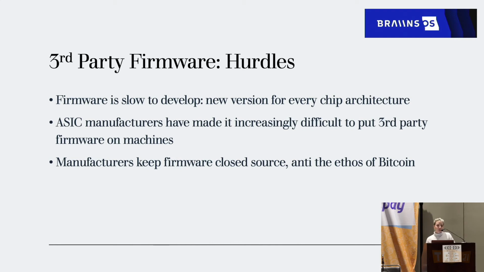One, firmware development is slow. You have to have a new piece of firmware for every single chip architecture, so that can slow things down. But the bigger problem is that ASIC manufacturers want to keep their firmware closed source. They make it very hard for people to install third-party firmware on the machines. This is not unique to Brains. This is any firmware, Stratum V1, Stratum V2, whatever. It's very hard to put that on a lot of new machines. This is very anti the ethos of Bitcoin, right? If we buy our machines, we want to be able to put whatever software we want on there. But unfortunately, that's not the case.